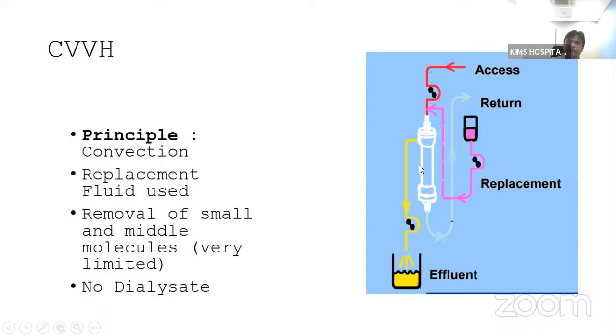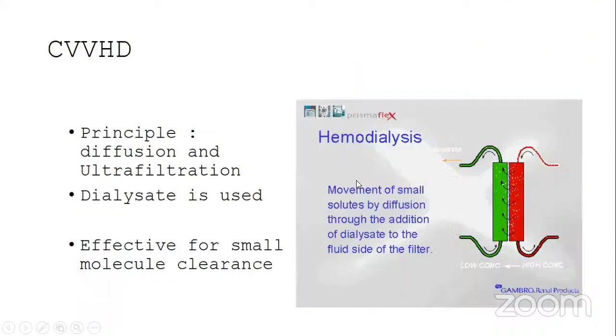Whatever water is lost from the body, we have to replace it through the replacement solutions. Here we are adding the replacement fluid. We can add the replacement fluid either pre-filter or post-filter. Once the replacement fluid is added, it is returned back into the patient. So the basic principle behind CVVH is convection, and here there is no dialysate flow, only the replacement fluid will be present.